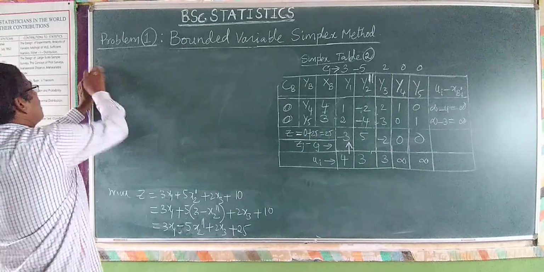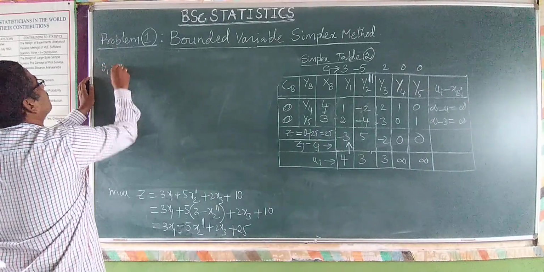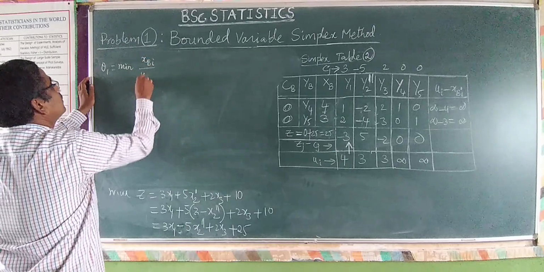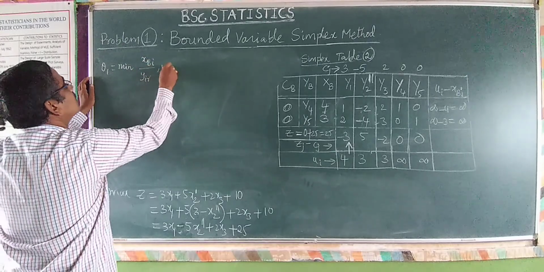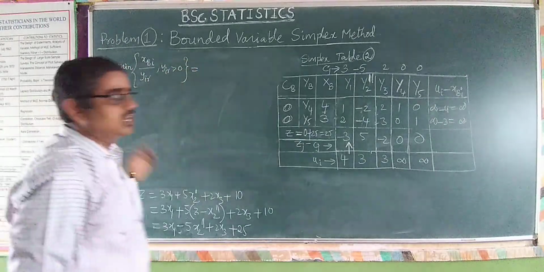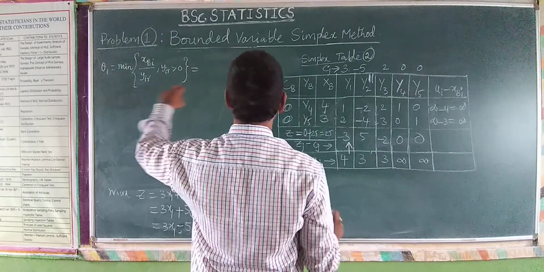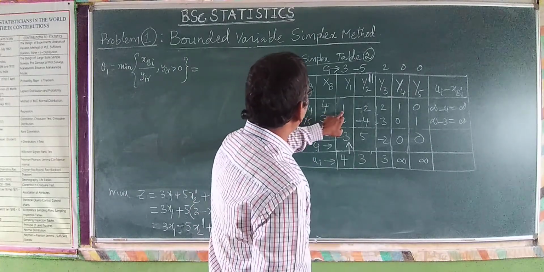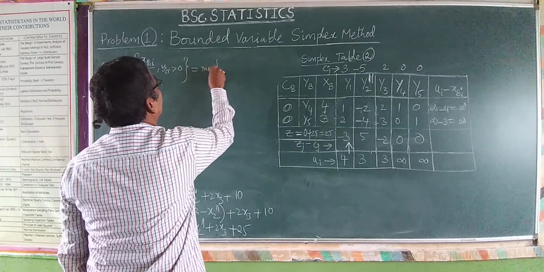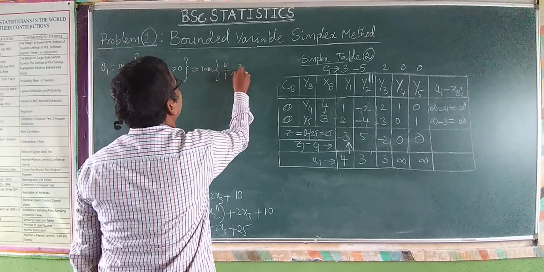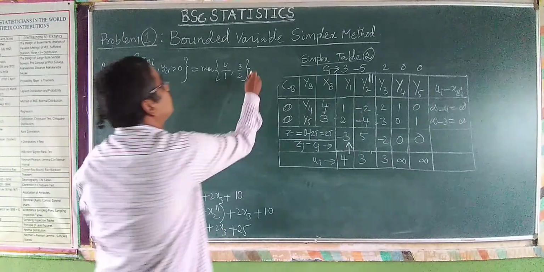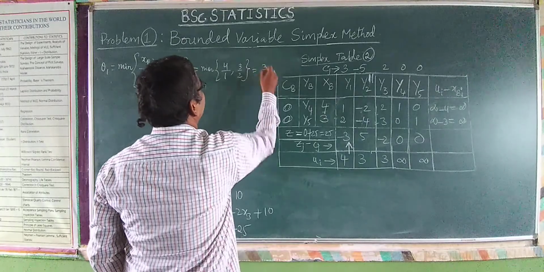Then we have to calculate theta 1. Theta 1 is equal to the minimum of xbi by yir, where yir is greater than 0. This is the usual formula of the simplex procedure for calculating minimum ratios. Here we have 4 by 1 and 3 by 2. It is the minimum of 4 by 1 and 3 by 2. Obviously 4 by 1 is 4 and 3 by 2 is 1.5. Therefore 3 by 2 is the minimum value.